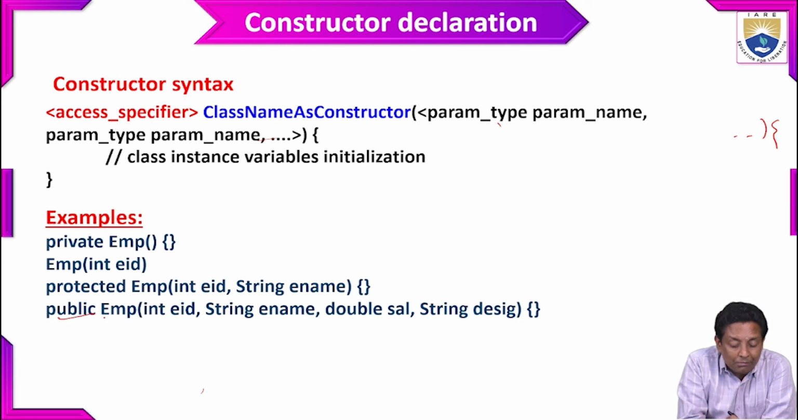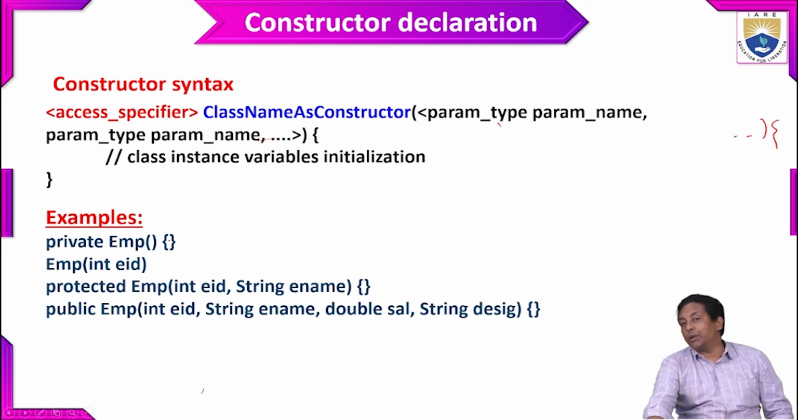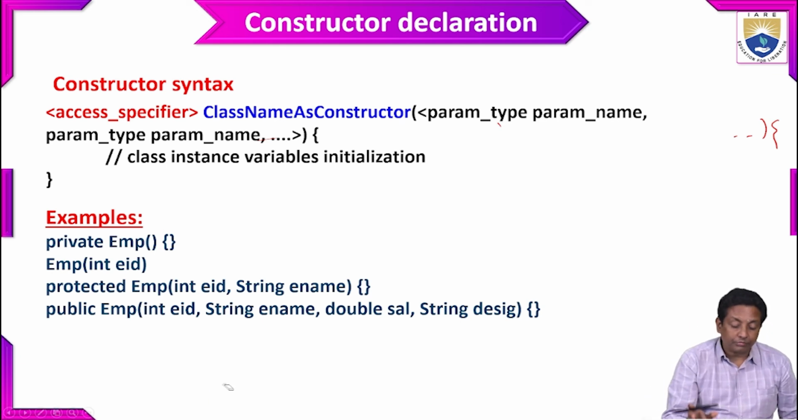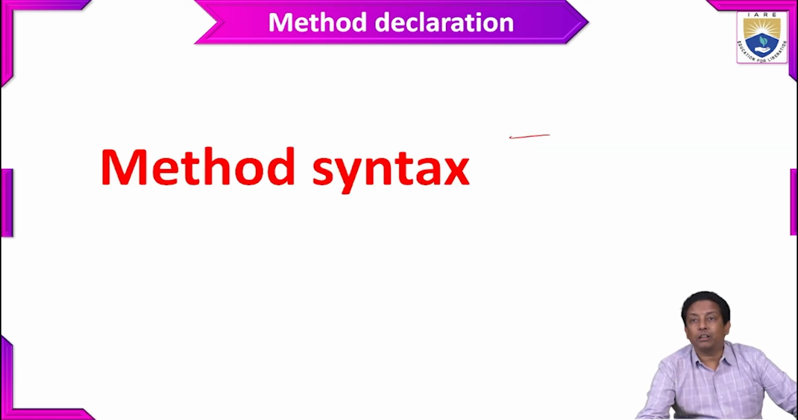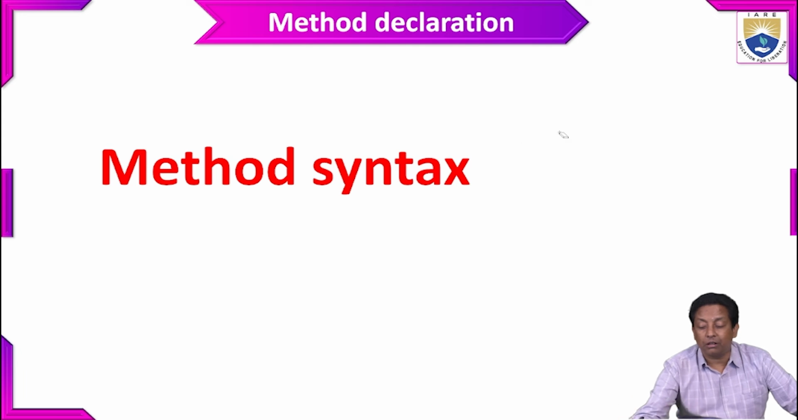And there is one public Employee class constructor with how many parameters? 1, 2, 3, 4: employee name, salary, designation. Public Employee class constructor with 4 parameters. Here, protected Employee class constructor with 2 parameters. Here, Employee class with 1 int parameter. Here, Employee class with no parameter. This is constructor declaration. Coming to the method declaration.